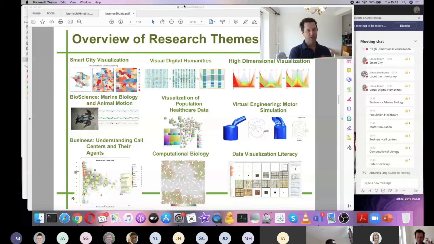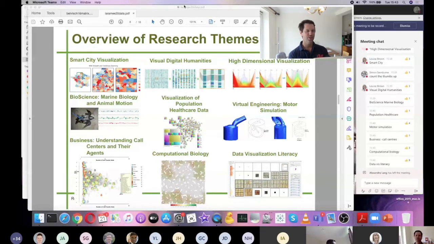Visualization of population healthcare data. Everybody here knows that Public Health England is collecting data about the health of the UK, which happens to be particularly relevant at this time. It's a high-dimensional data set, right? People suffer from many different illnesses. And how do you visualize that in an effective way and in a way that also combines geospatial information? That's what that one is about.